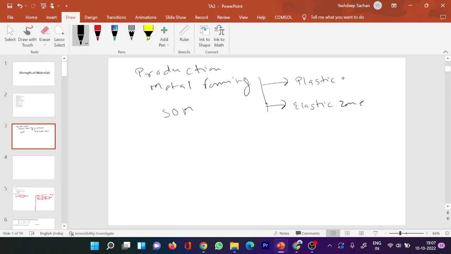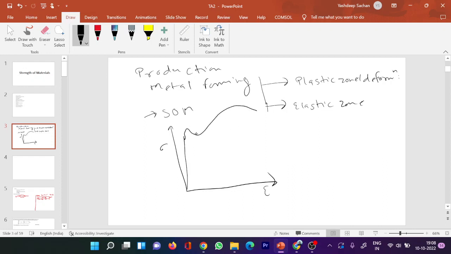Plastic zone or deformation would be there. So in strength of material, we see the stress strain diagram. Let's suppose I am plotting for mild steel. Till here, this is the elastic zone, and after that the plastic zone would be there. Metal forming everything would be happening here. Whatever operations are happening, they happen before the ultimate point.